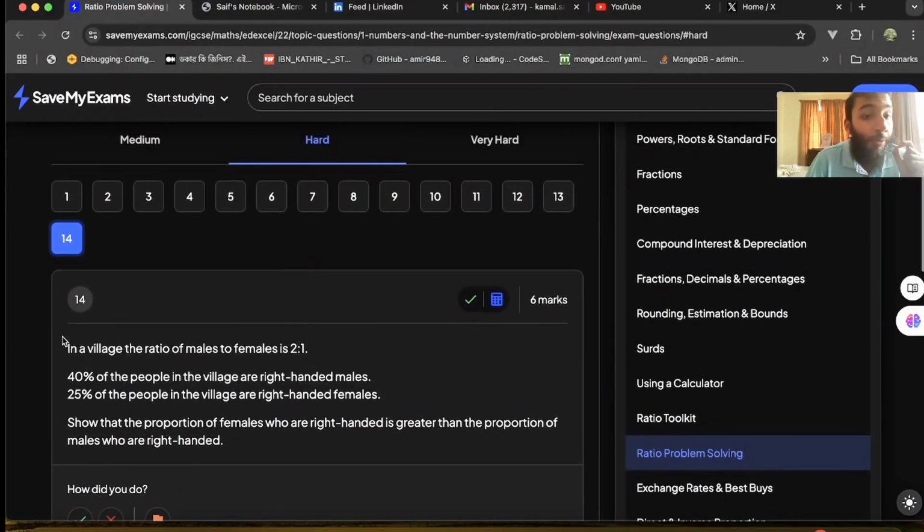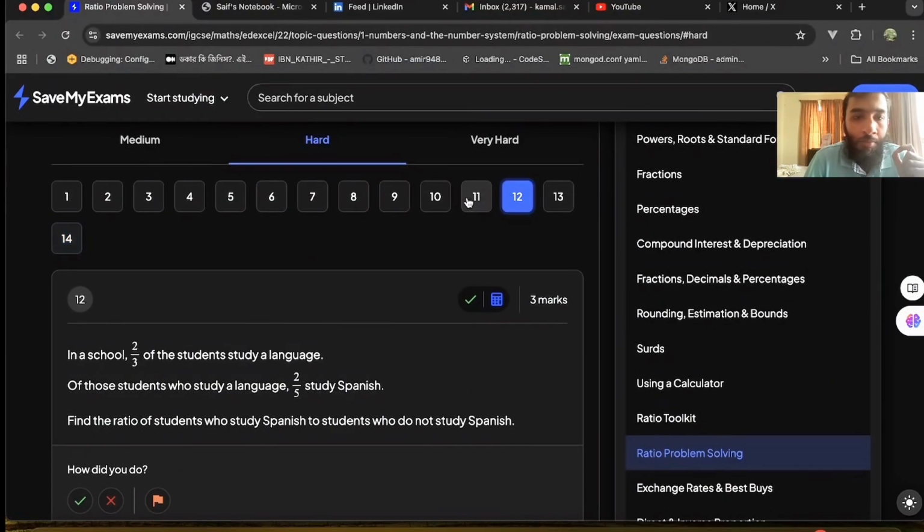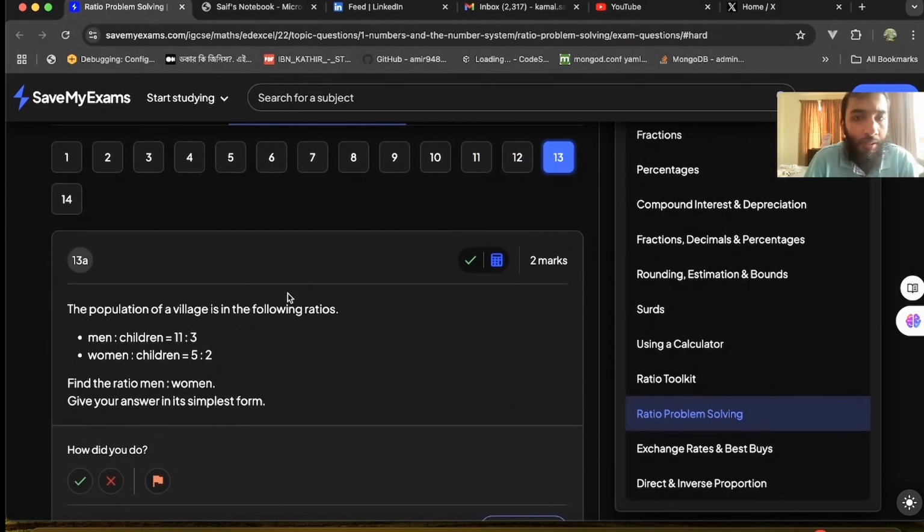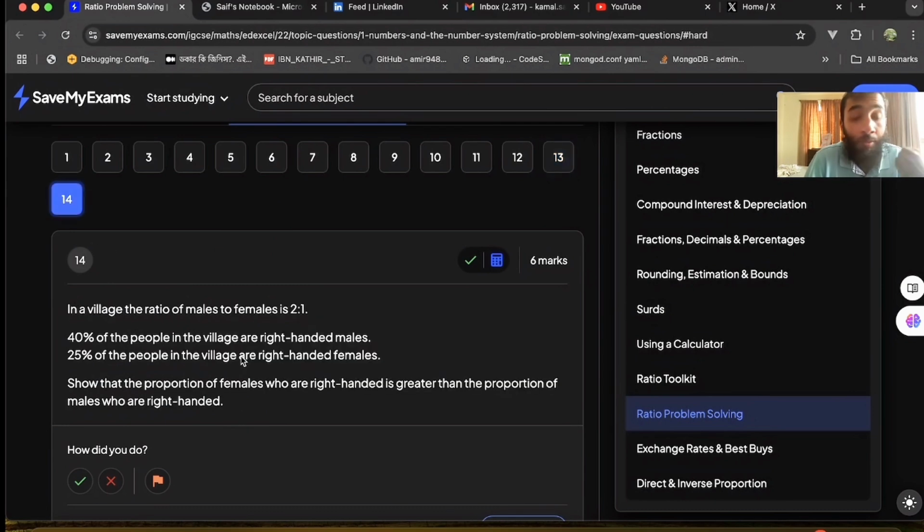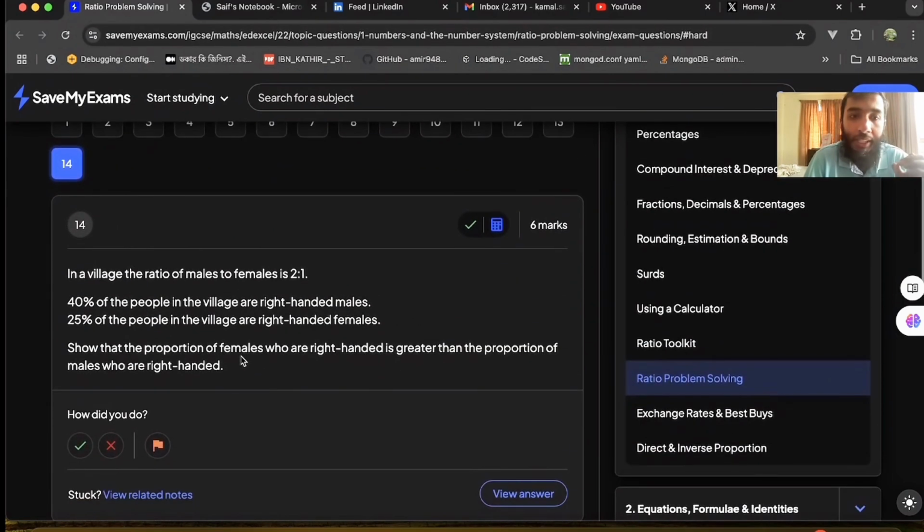I'll focus on problem number 14. Problem number 11, 12, 13, these are very similar, and I've done previously this type of problems. So I'll focus on problem number 14, which is slightly tricky and very interesting problem. So let's read the problem.